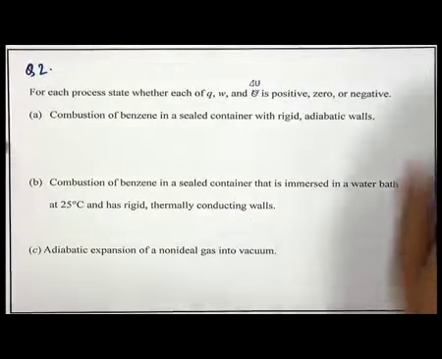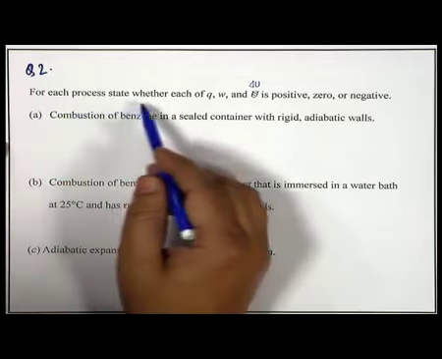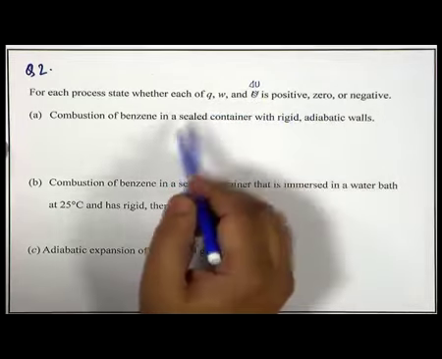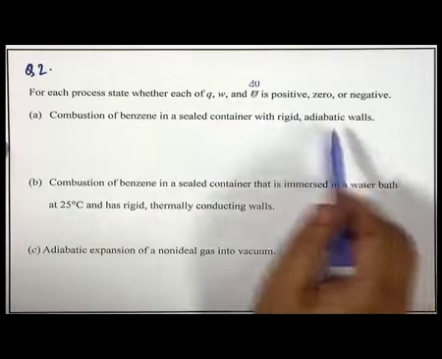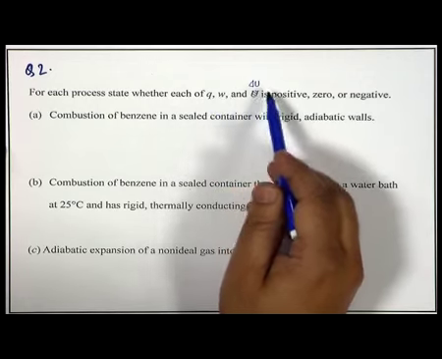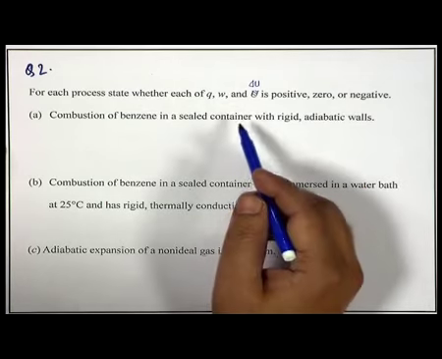We move to the second question. You just see, for each process, state whether Q, W and ΔU is positive, 0 or negative. This process is given, and you have to tell what the sign of Q, W and ΔU is. That will clarify this one more time.